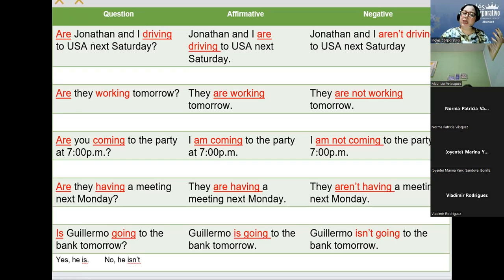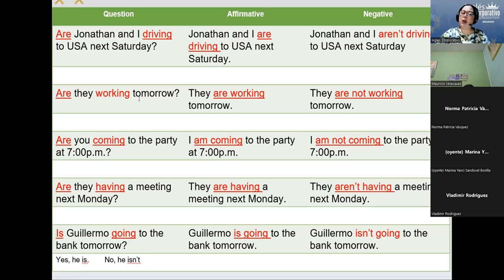Are Jonathan and I driving to USA next Saturday? Let's look at the subject, okay? Jonathan and I. The subject is two people, Jonathan and me, right? So Jonathan and I. Are Jonathan and I driving to USA next Saturday? Jonathan and I are driving to USA next Saturday. And the negative form will be: Jonathan and I aren't driving to USA next Saturday. Okay? Aren't.